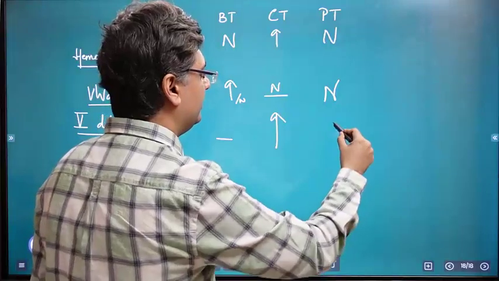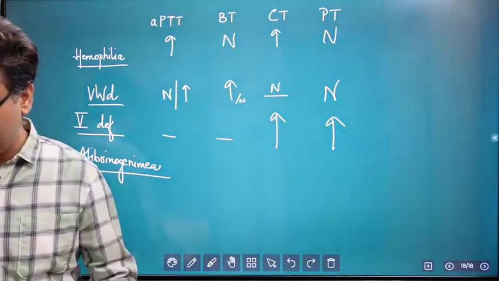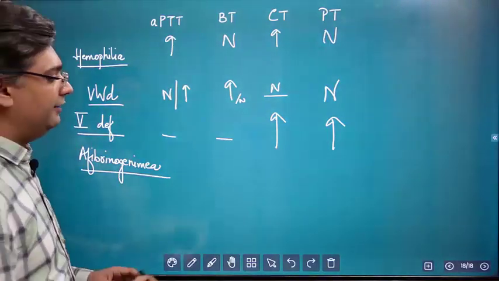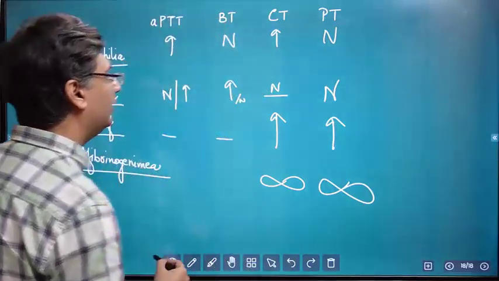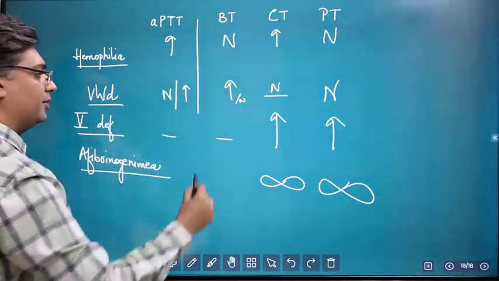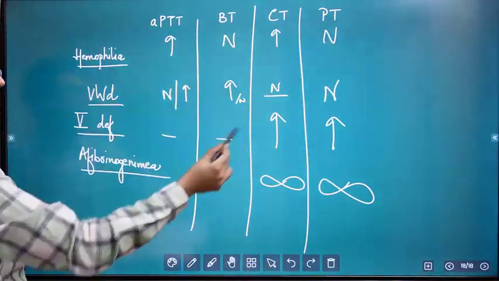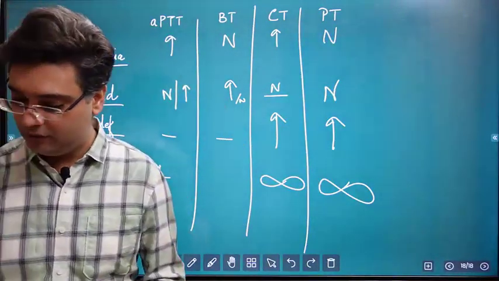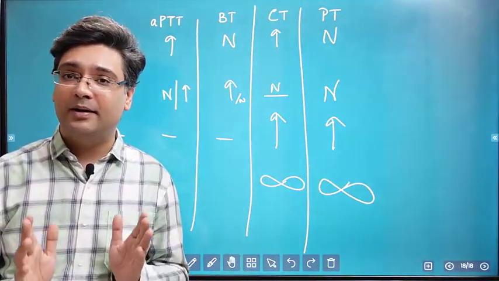In factor 5 deficiency, we will have the CT elevated and PT elevated. What is happening in afibrinogenemia? You have the CT going to infinite and the PT going to infinite. So it's an important table and you should remember it, because multiple permutations and combinations are seen here, and this is how we wrap up blood.